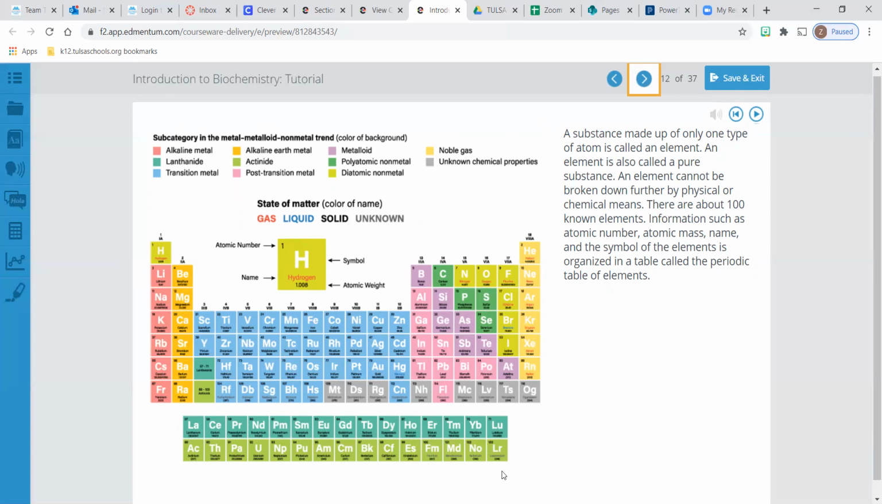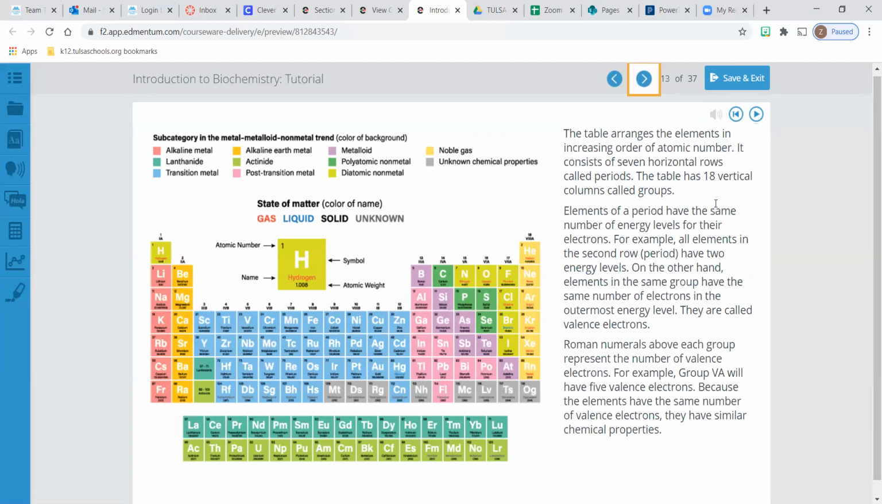These guys are pretty important. Actually, they all have their perks, right? And here are some of the unknown chemical properties. And how do we name things that we don't know? Well, we'll get into it. Next slide.